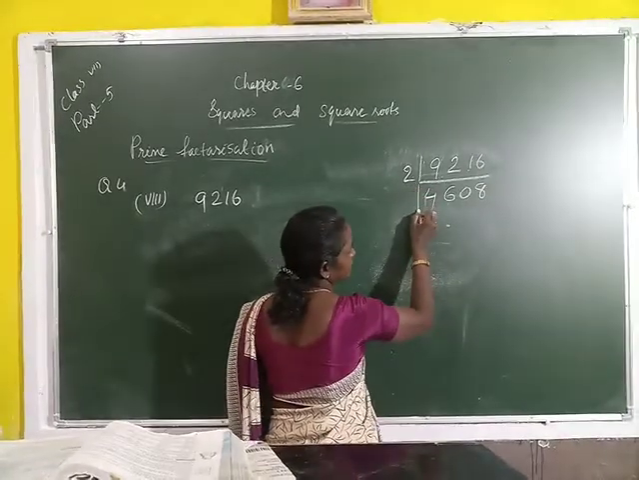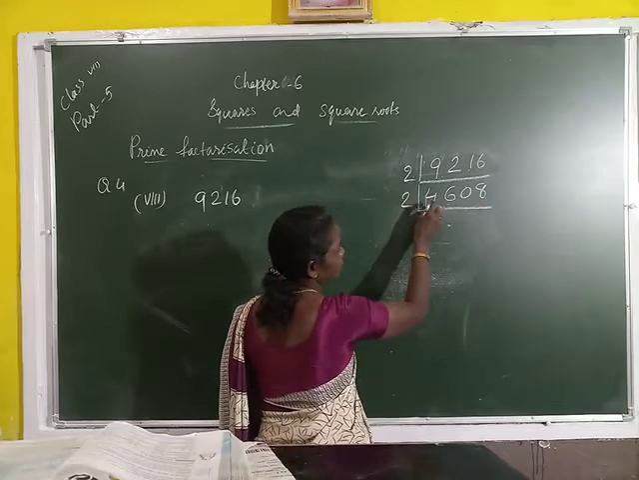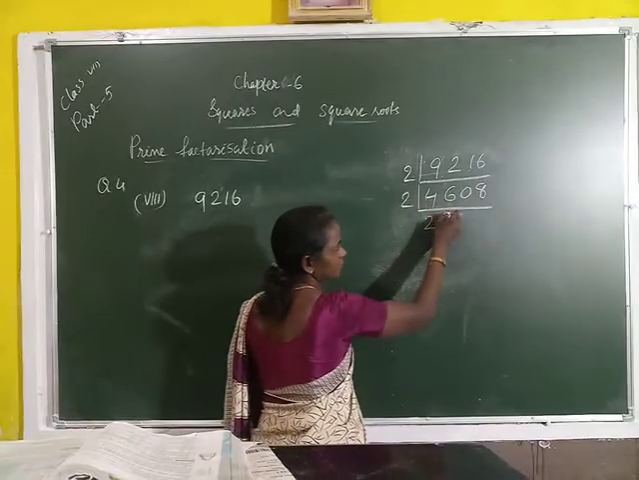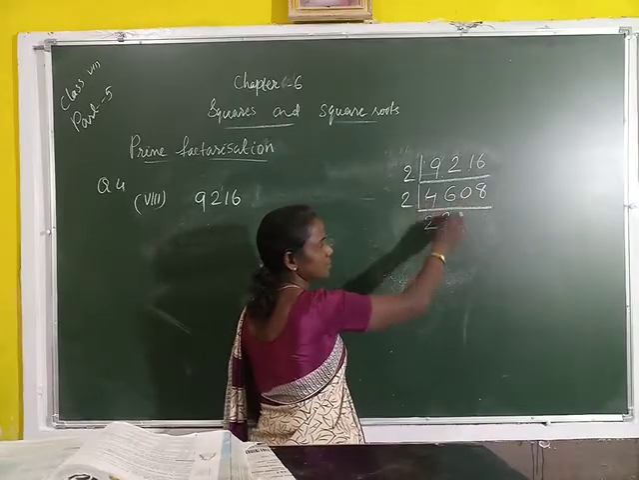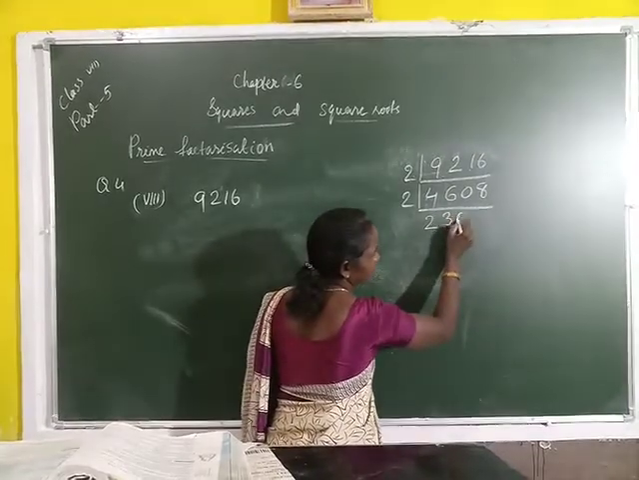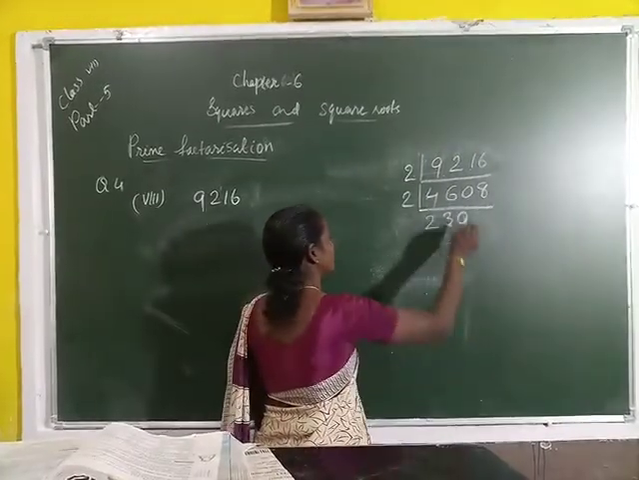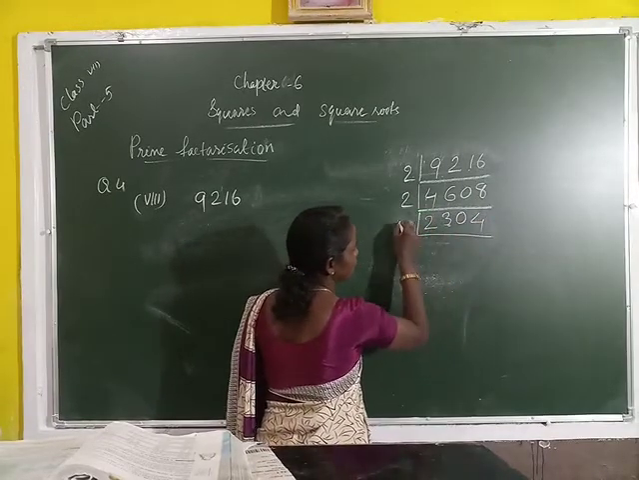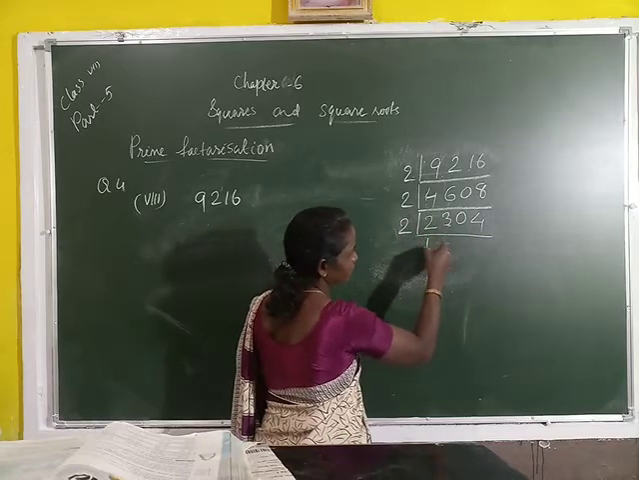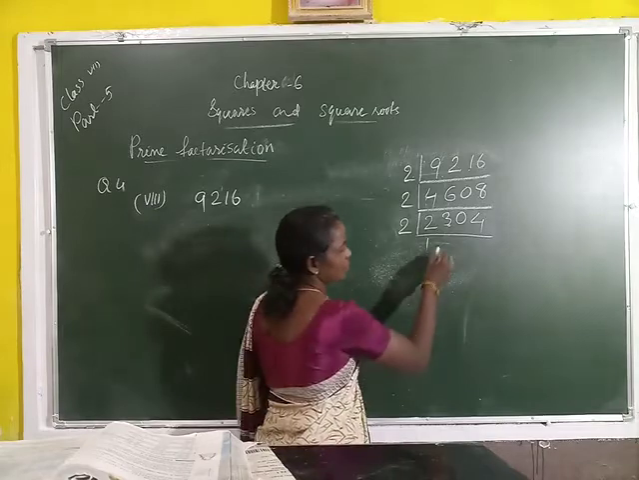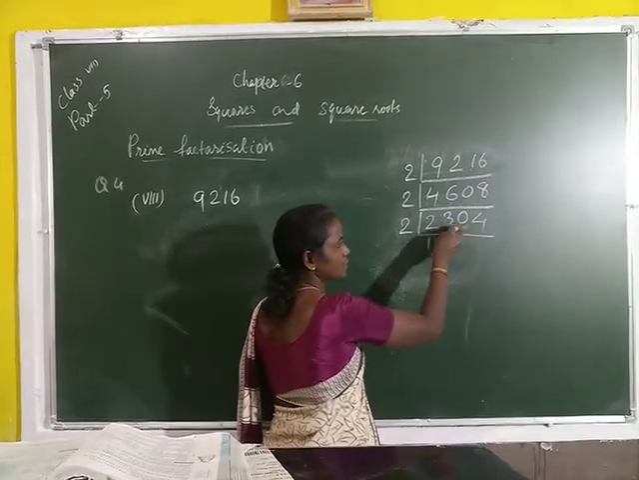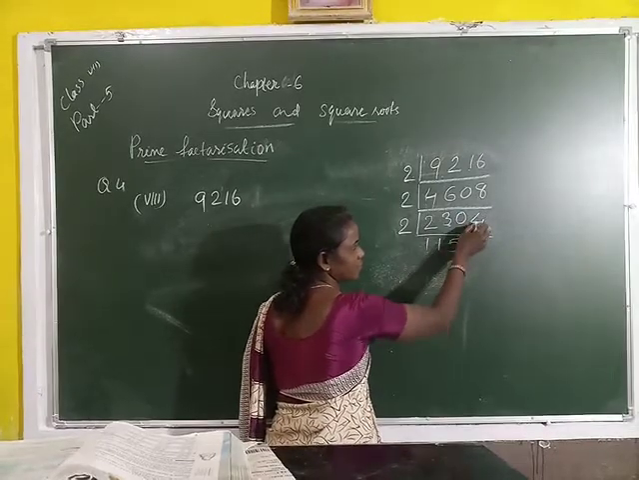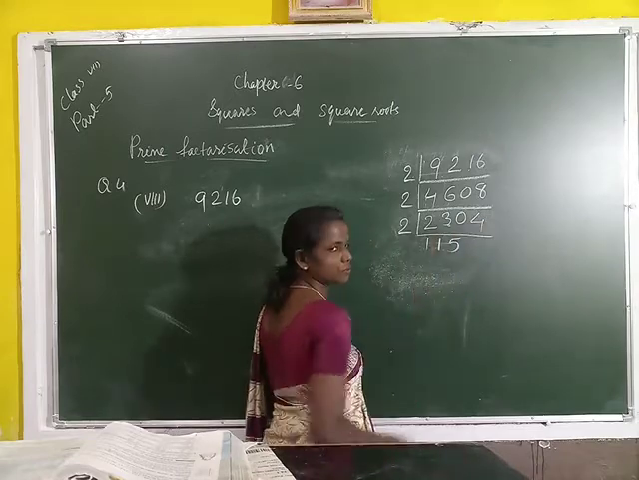The next, again divided by 2. Look, in 4 how many times? 2 times. In 6, 3 times. How many times is 2 in 0? 0 times. So you write 0. Then 8, how many times 2? 4. This number is again divided by 2. Look, 1 time. In 3, how many times? 1 time, 3 minus 2 is 1. 1 and 0, 10. In 10, how many times? 5 times. Then next number 4. How many times 2? 2 times.